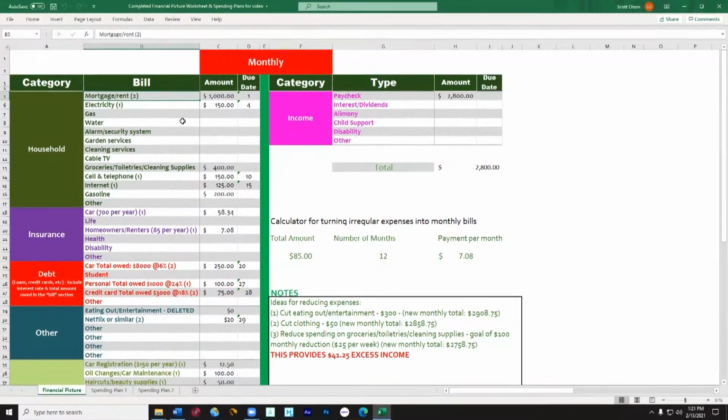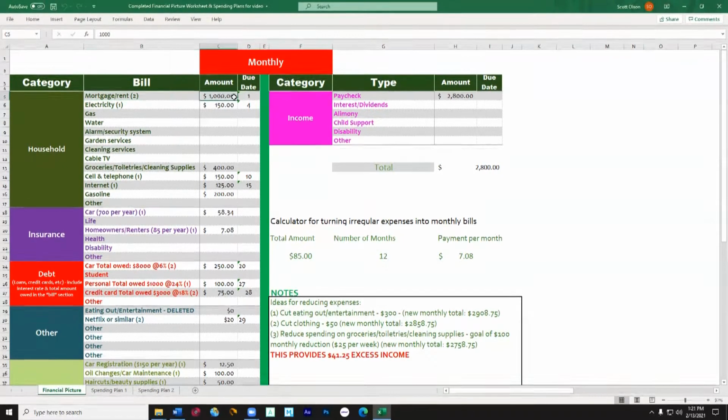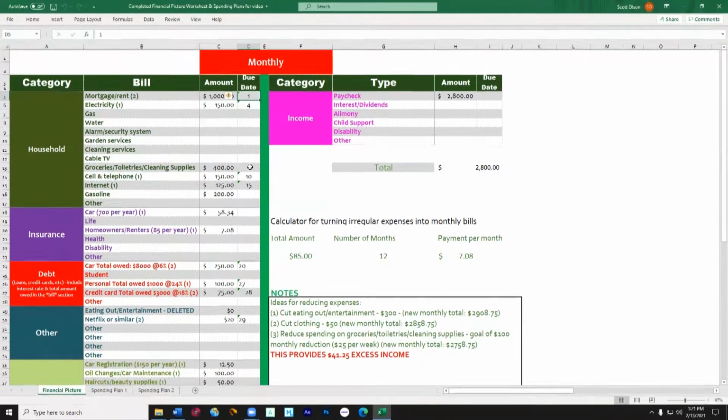So if you're listening to the podcast, you may want to jump on the YouTube channel so you can see exactly what we're doing. This is the financial picture that we put together a few weeks ago. And as you recall, we have each individual bill or expense listed here, along with the amount and the due date for each. Clearly, there are some that won't have a due date, like your groceries or your gasoline.